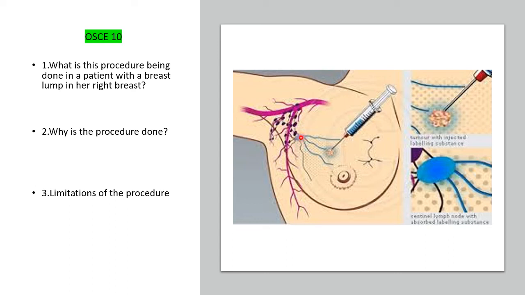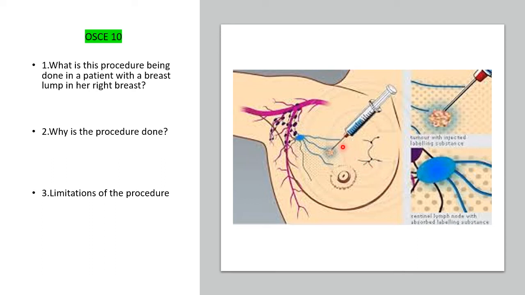If the node is negative, it can be inferred that the other axillary lymph nodes will be negative. So this will decide not to carry on with axillary lymph node clearance. Just do the local breast treatment. These days, instead of injecting around the tumor, the needle is injected subareolar, and then it is traced up to the first group of lymph nodes where the dye is detected. Okay, here.